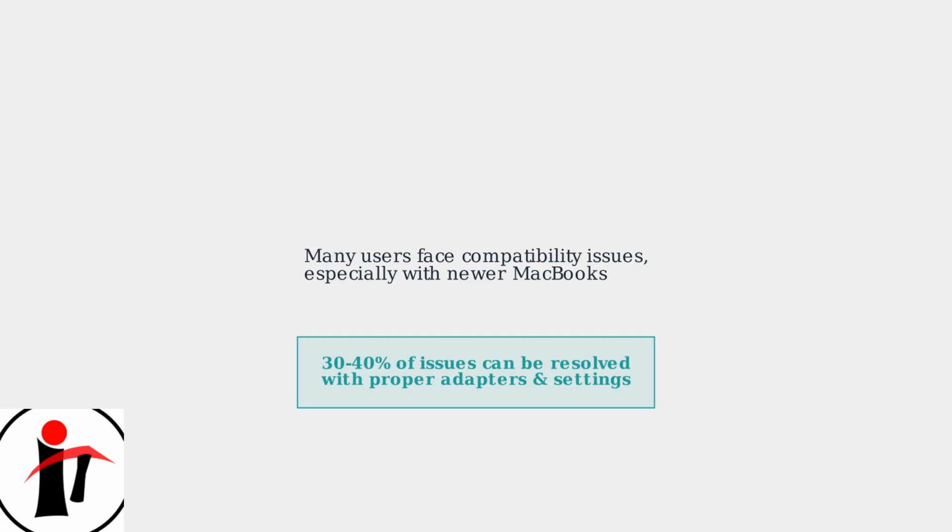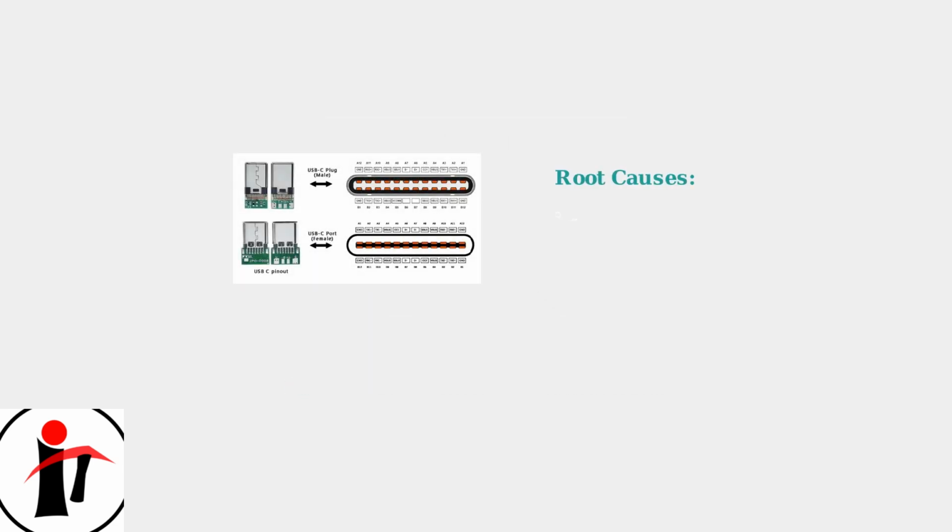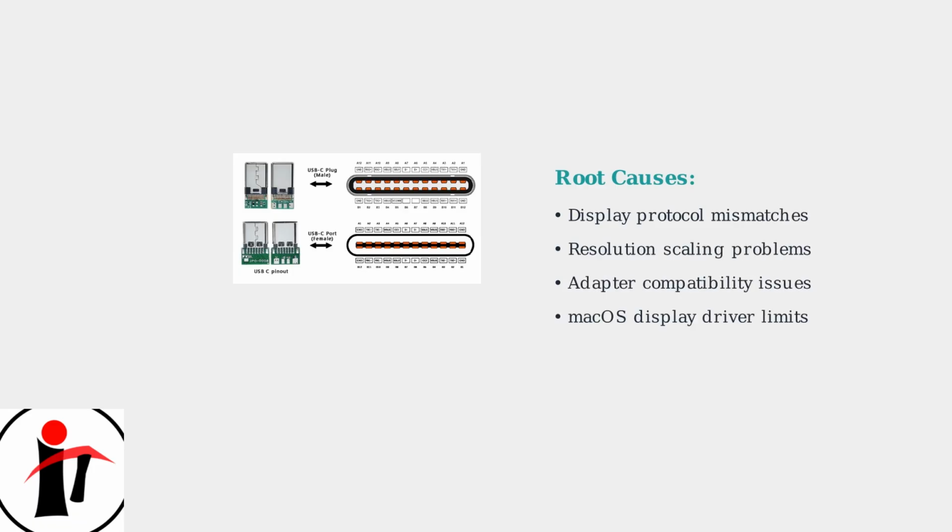and display settings. The primary challenge stems from connecting HDMI-focused Sceptre monitors to Mac's evolving port ecosystem, which increasingly relies on USB-C and Thunderbolt connections. The root causes include display protocol mismatches, resolution scaling problems, adapter compatibility issues, and macOS display driver limitations. Let's examine the technical complexity of these connections.